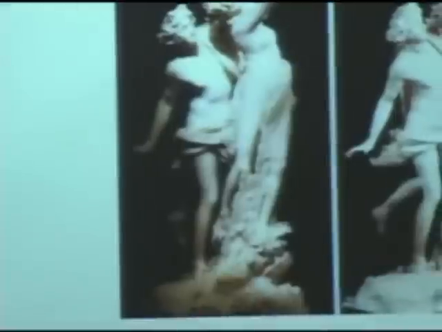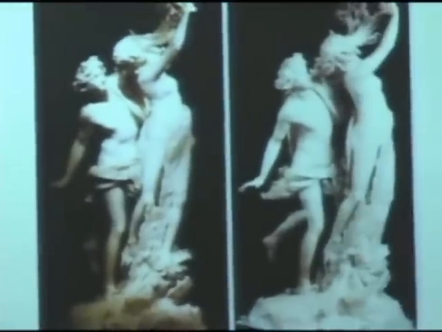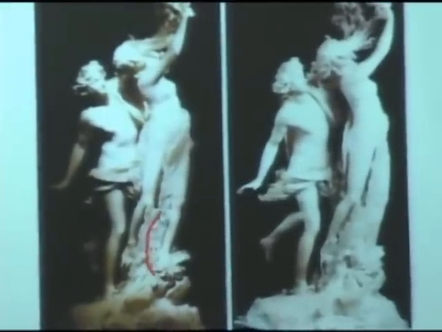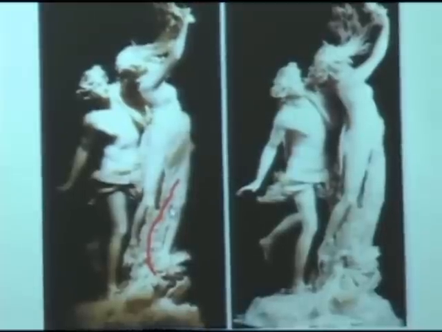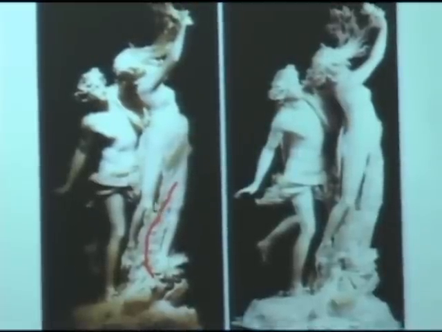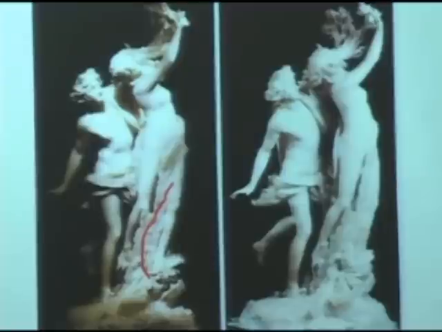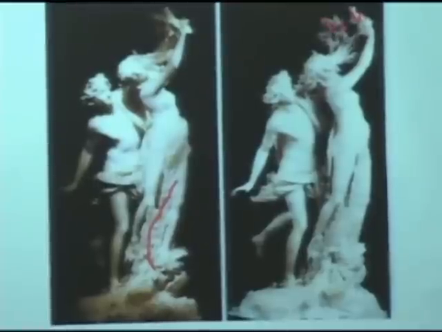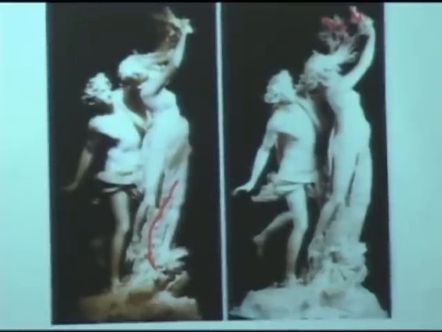You can see in this particular image the area where the bark is growing. Also, you see her fingertips are turning into leaves. Now I'm going to show you other angles of this as well.